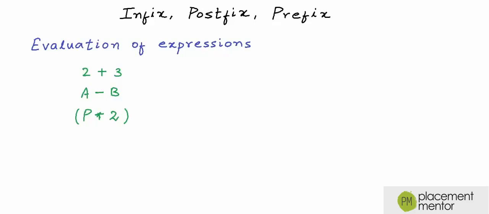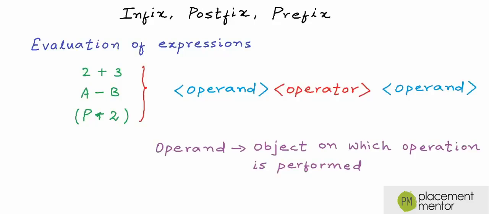All these expressions that I have written here have a common structure. We have an operator in between two operands. Operand by definition is an object or value on which operation is performed. In this expression 2 plus 3, 2 and 3 are operands and plus is operator. In the next expression a and b are operands and minus is operator. In the third expression this asterisk is for multiplication operation, so this is the operator. The first operand p is a variable and the second operand 2 is a constant.